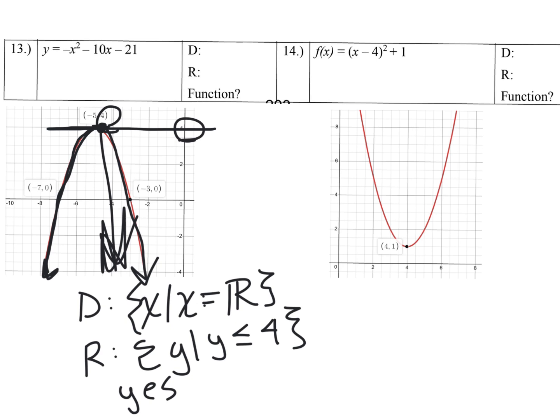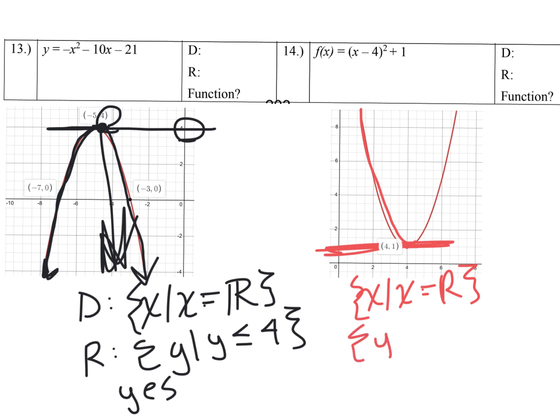All right. Now the next one is also a quadratic equation, and it graphs another parabola, but it's a parabola going in the opposite direction. It's opening up. So again, same thing. The domain is x such that x is all real numbers. And then the range goes all the way down to this point here. The lowest point it goes is 1. So that bottom point there is 1. So it's y such that y is greater than or equal to 1. And yes, this one is also a function. So for any equations where you don't actually see the graph, all you have to do is go to Desmos and graph it.